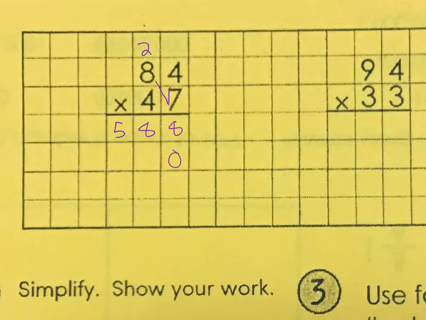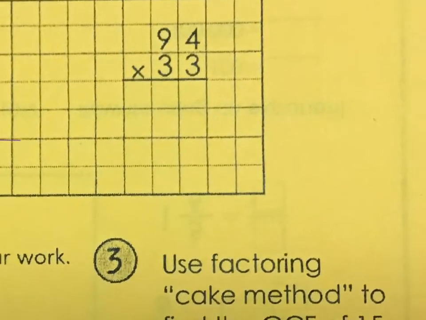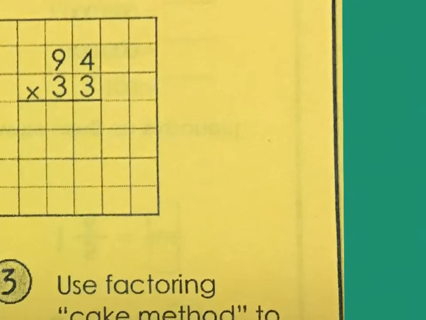4 times 4 is 16. Then we have 4 times 8 is 32, plus 1 is 33. Sorry, I put a 3 right there, but I was thinking of something else, so there we go. I erased it. Now we're going to go 8, 5, 6, 7, 8, 9, and 3. 3,948.